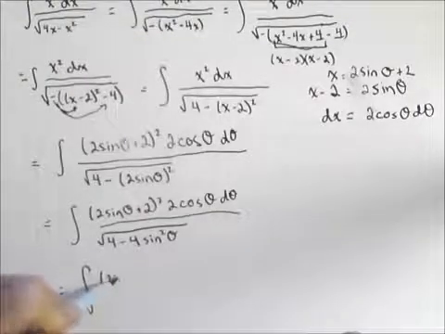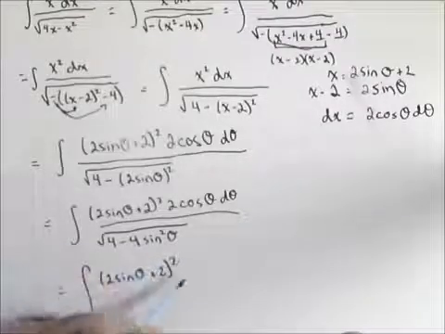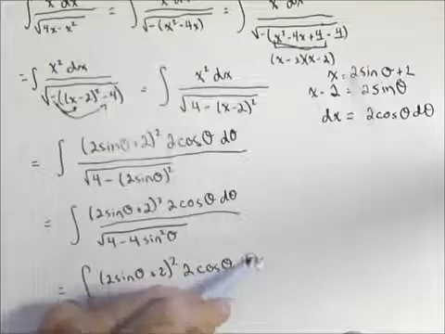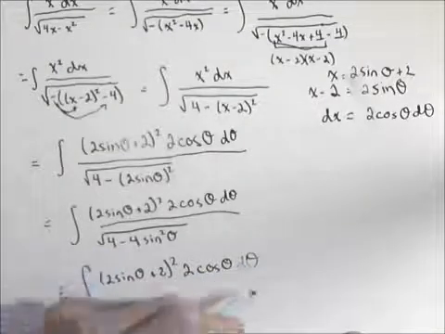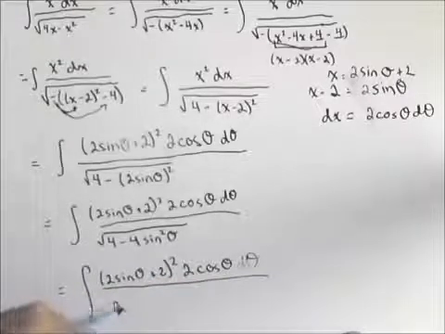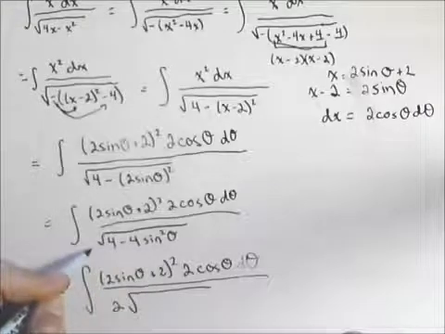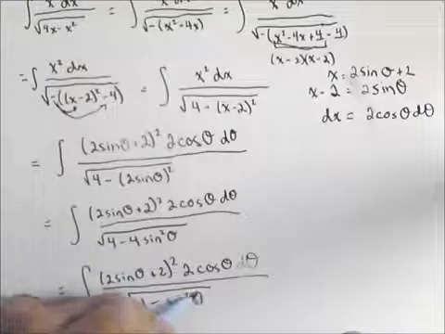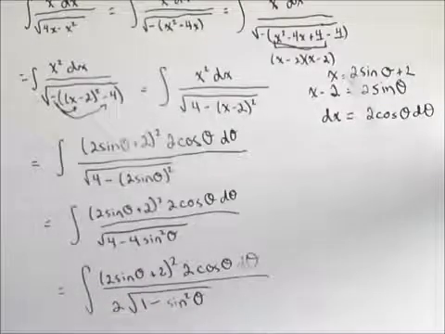So we have 2 sine theta plus 2 squared, 2 cosine theta d theta. I'm going to pull the 4 out of the radical, so I'm going to end up with 2 times the square root, because pulling the 4 out of a radical, we're going to take its square root, of 1 minus sine squared theta. And now you can start to see the value of our trig sub.